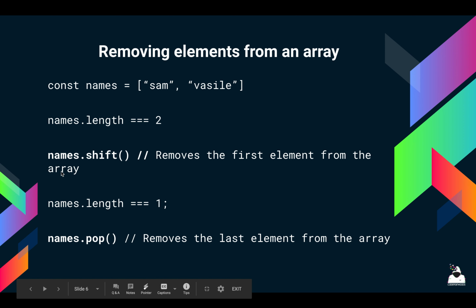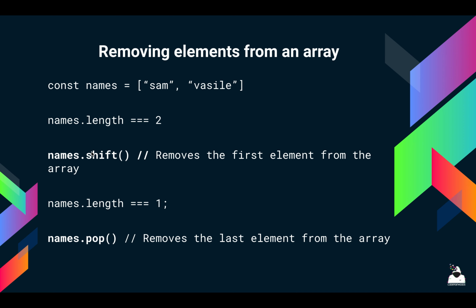So if shift removes the first element from the array and it's returning an array back to you, what would be included? Would it be Sam, or would it be Vasil, or would it be something else? I guess the one which is being shifted, like the same. Okay. Good. You're almost there. So you're thinking it's probably going to include the thing that's been removed. Good, because you've just kind of removed that. You kind of maybe want to do something with that.